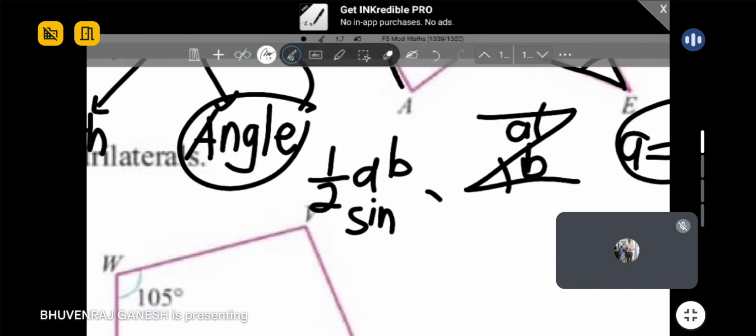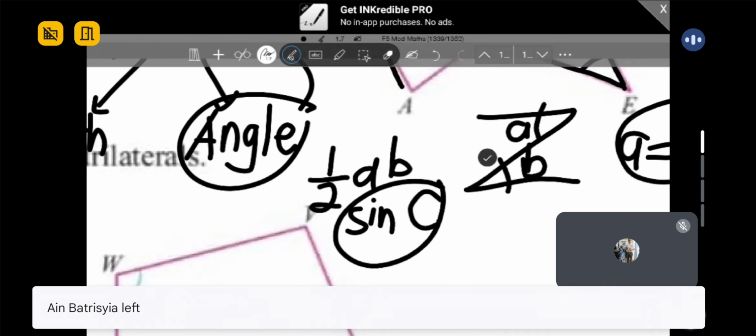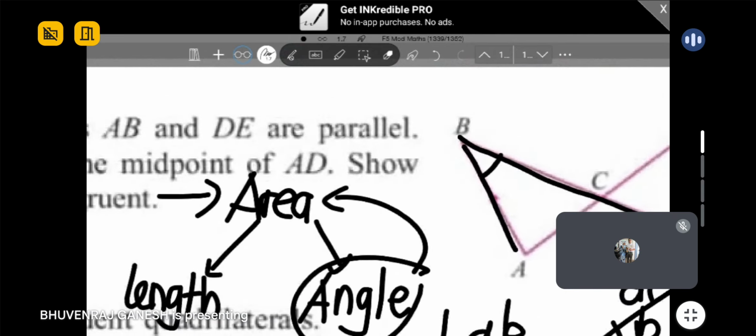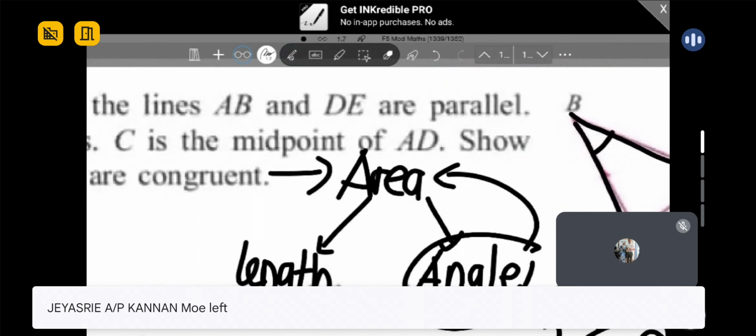Do you all remember this, guys? Untuk yang ambil at maths, tengok kat sini. Luas segitiga dipengaruhi oleh sudut. Am I right? Half AB sin C for those take at maths. So that's why kamu kena tengok sudut dia juga untuk soalan ni.